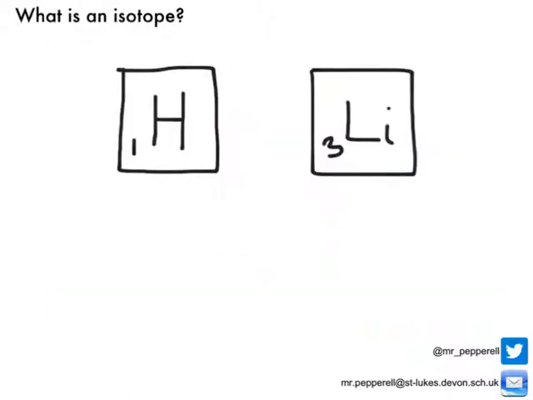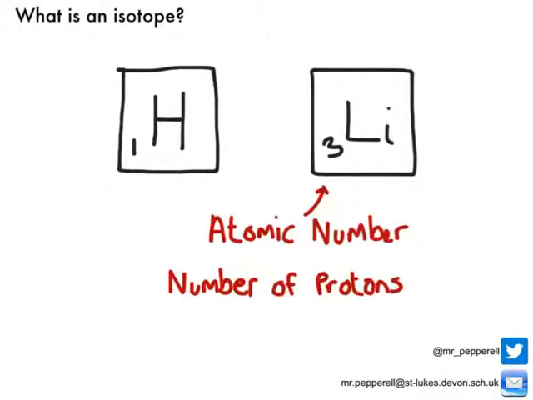Now, all atoms of the same element have the same number of protons. For example, an atom of hydrogen has got one proton. An atom of lithium has got 3 protons. And you should recall that we actually give a name to this number, and that is called the atomic number. So the atomic number is the number of protons in an atom.